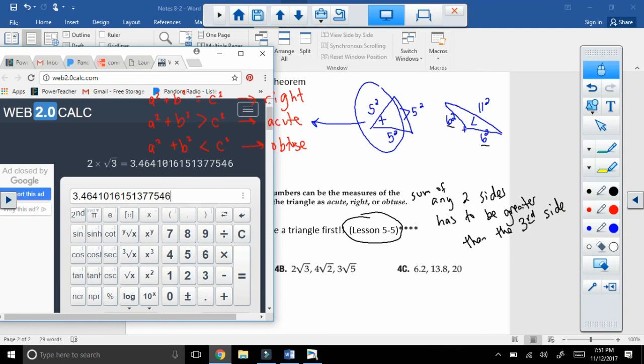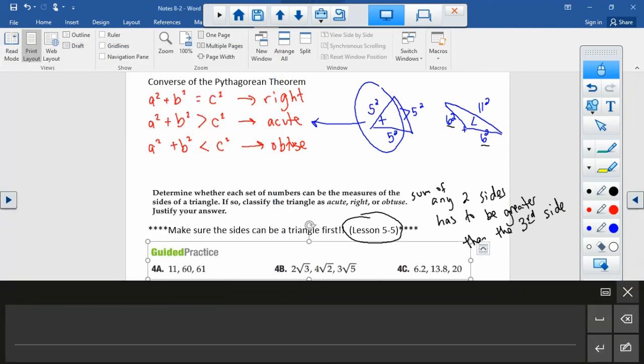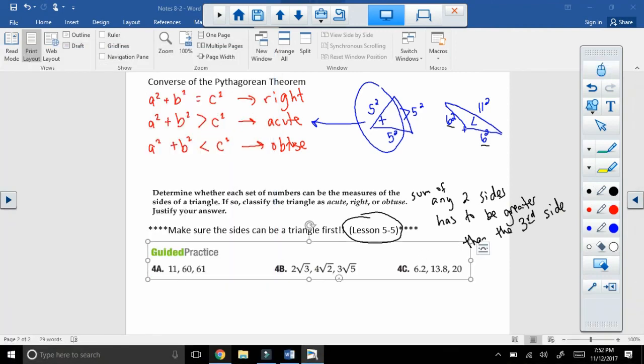If I do 4 times the square root of 2, that's like 5.6. So when I add those together, the first one was 3.5, this is about 5.6, I'm up to just over 9 with those. So those need to add up to be more than this third side. And in fact they do. This also shows me that this one is my largest one, so that's C.